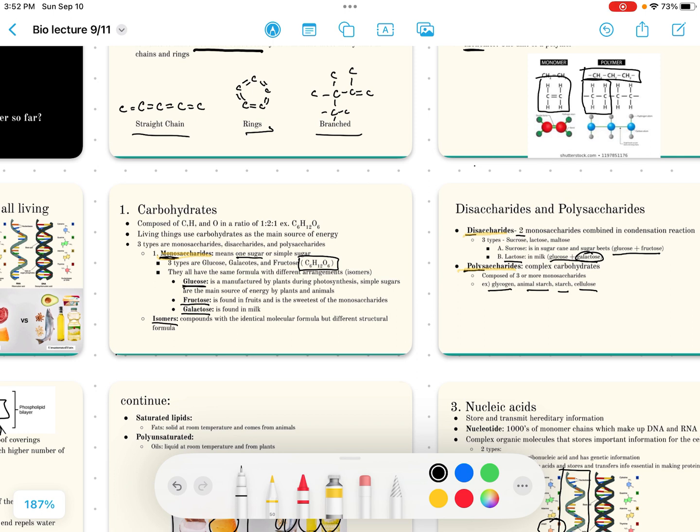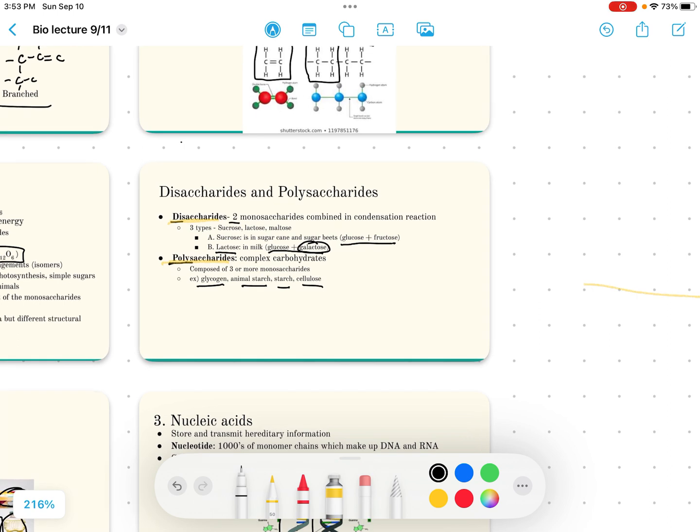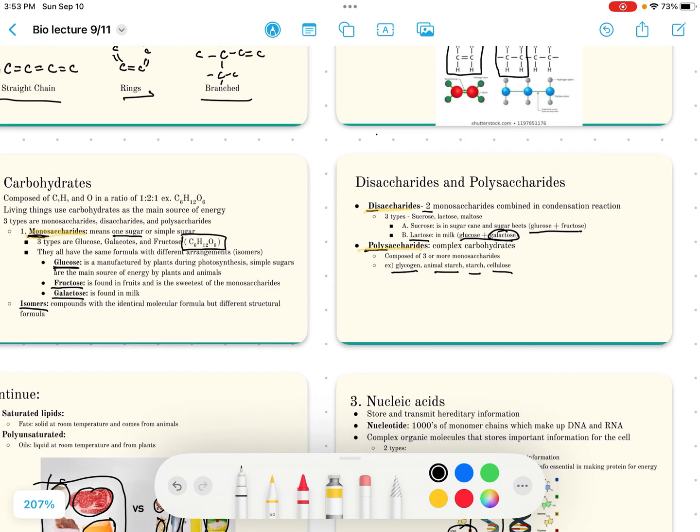Monosaccharides are your simple sugars: glucose, fructose, and galactose. We have disaccharides, which are 2 of your monosaccharides stuck together. So sucrose and lactose and maltose. And then we get to polysaccharides, which are the more complex sugars or carbohydrates. They have 3 monomers stuck together. So glycogen, animal starch, starch, and cellulose.